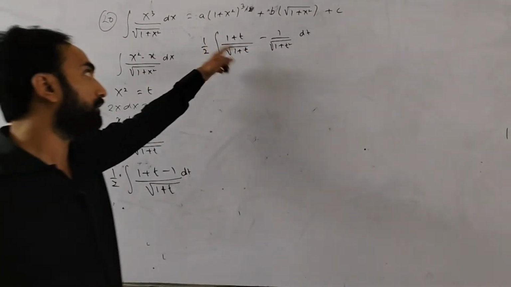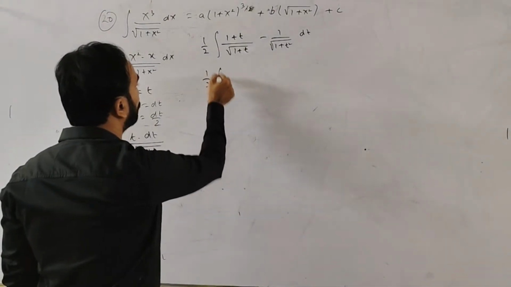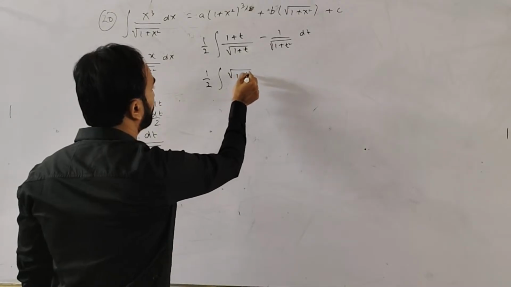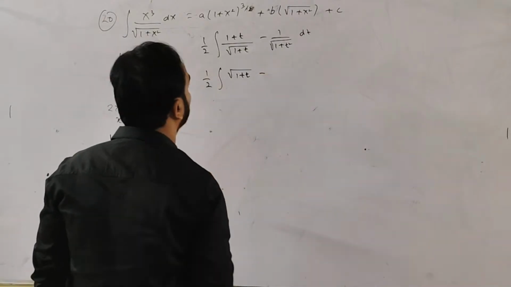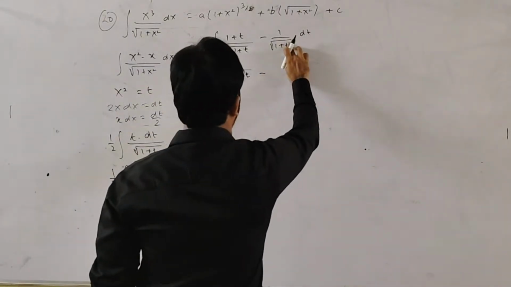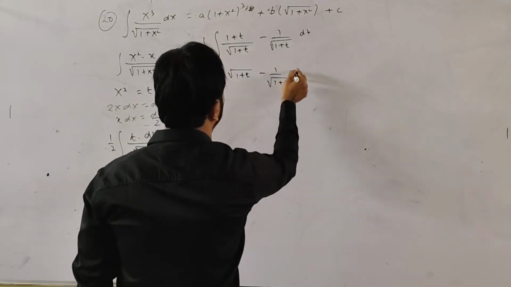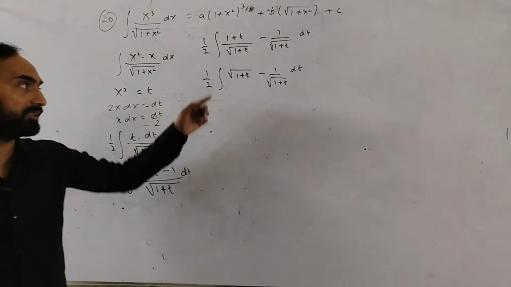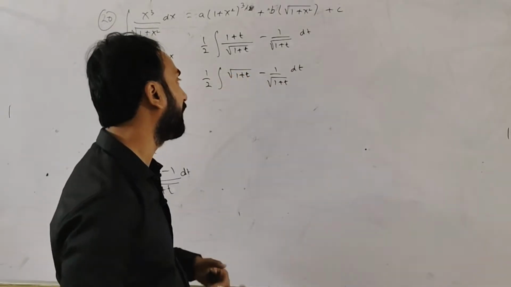Now this is a square root, so I can cancel it, and it will become 1 by 2 times the integral of square root of 1 plus t, and this other term let it be like that only. The square root cancels here also, correct? 1 upon square root of 1 plus t. Now just see, this is basically 1 plus t to the power half.